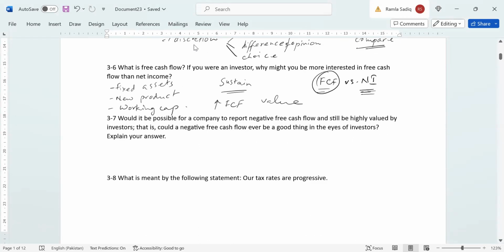Now, the next question says, would it be possible for a company to report negative free cash flow and still be highly valued by investors? That is, could a negative free cash flow ever be a good thing in the eyes of investors? So yes, a negative free cash flow is not necessarily bad. So first and foremost, yes, it could be a good thing in the eyes of the investor because it depends on why the free cash flow was negative. If we can understand this, it would make more sense.